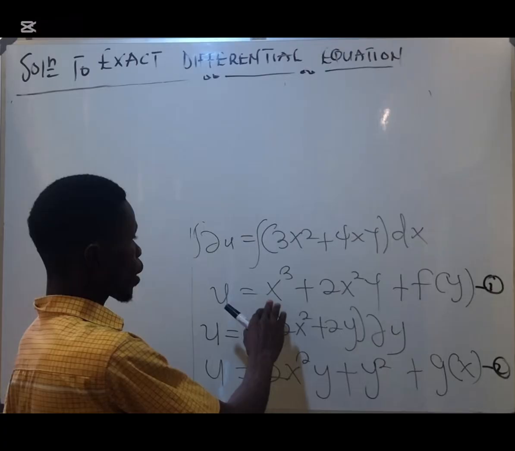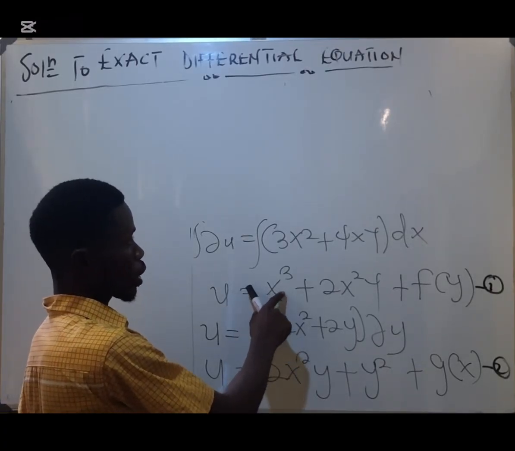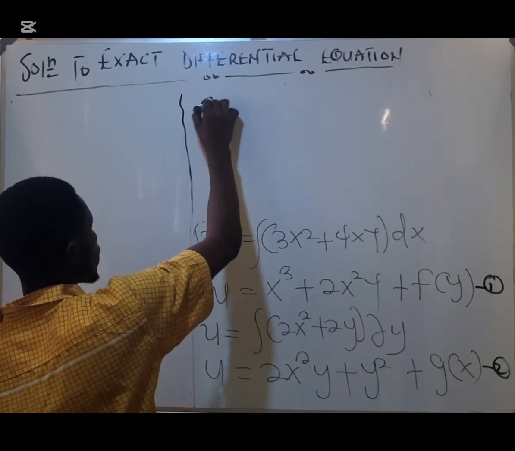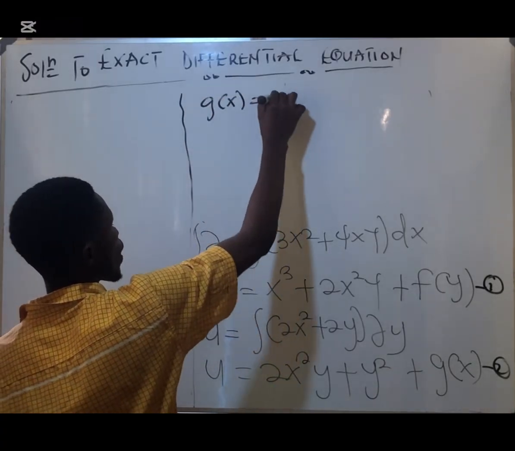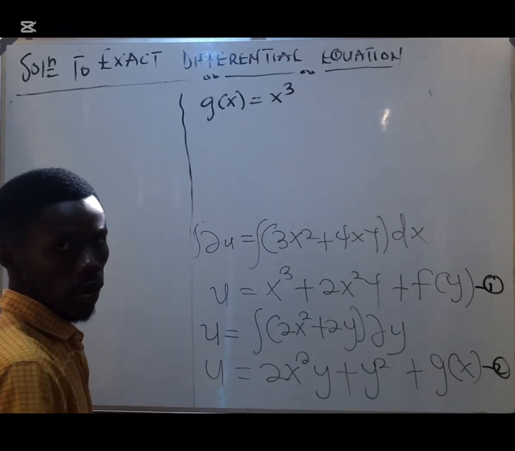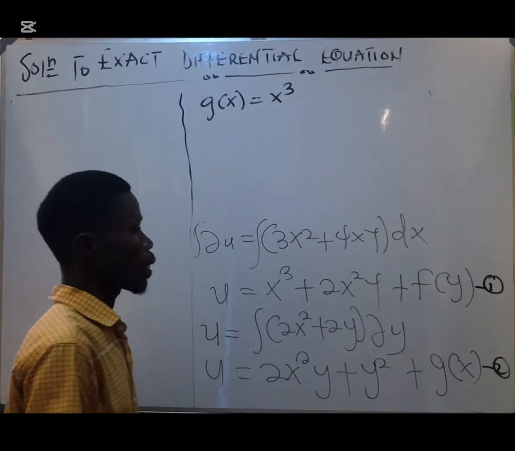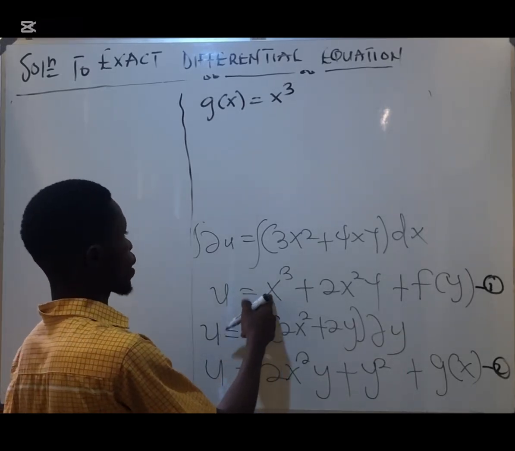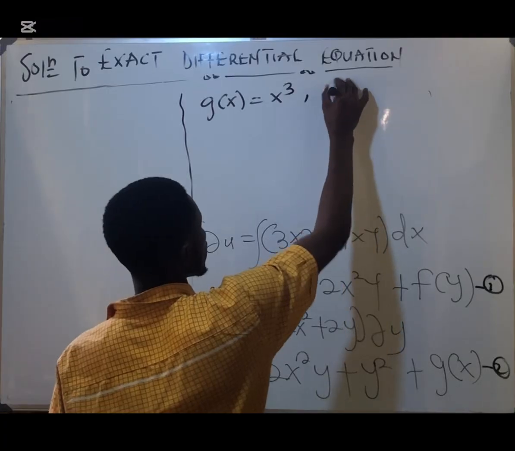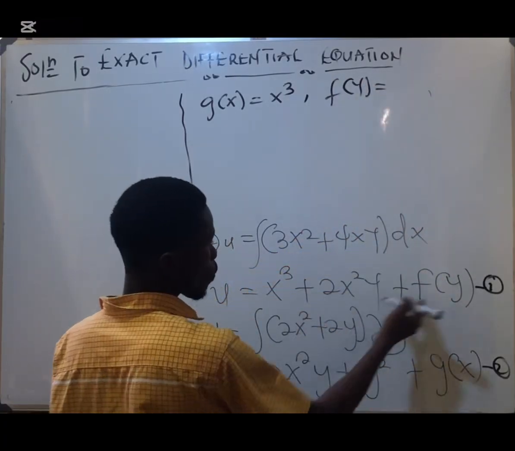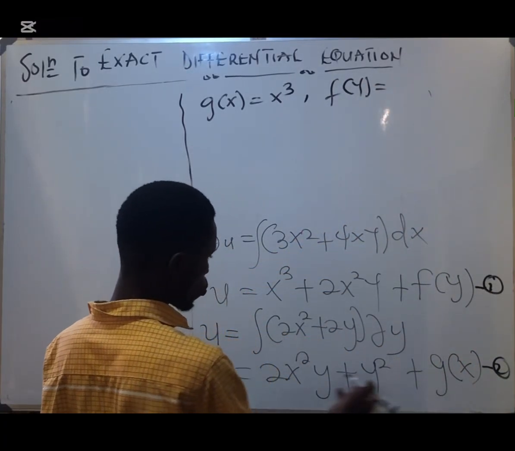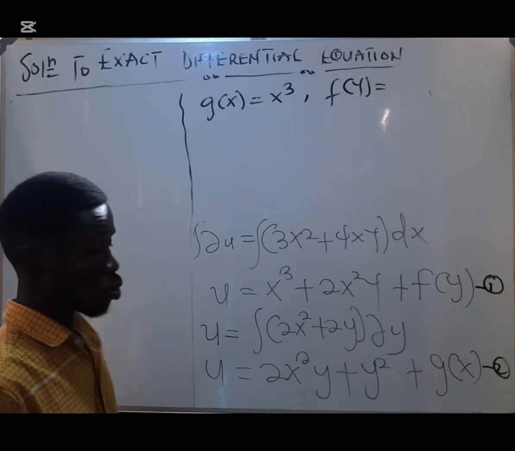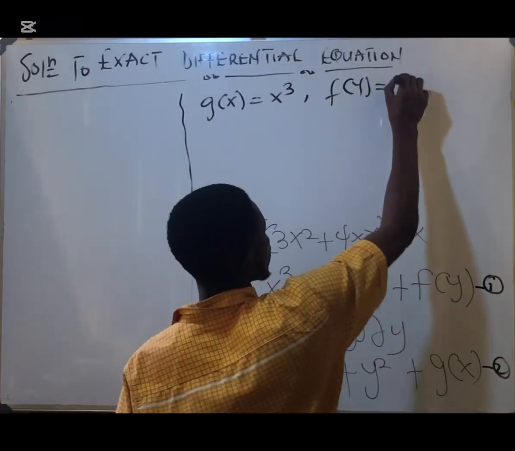Is that okay? But if you look here, we have only an x variable standing alone, which is x cubed. So we can say that g of x is equal to x cubed. I hope you understand this one. Look for something that is in terms of only x, and that's what I have here. Very simple as that. Then I come to the other one, f of y. For f of y, I have to come to equation 2 and check for something that is in terms of only y. If you don't have one there, then f of y is 0. So f of y at this point is y squared.